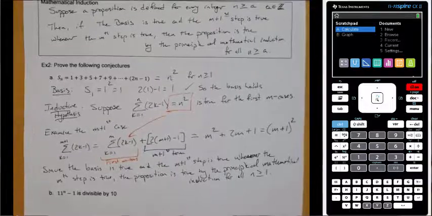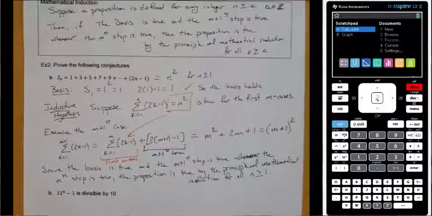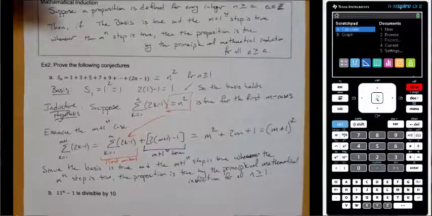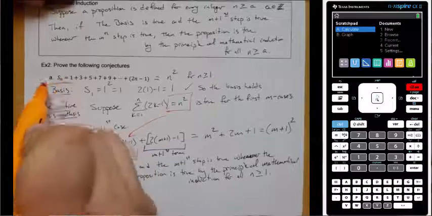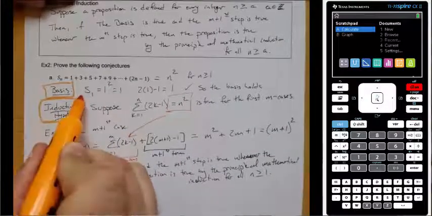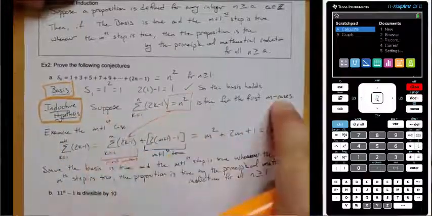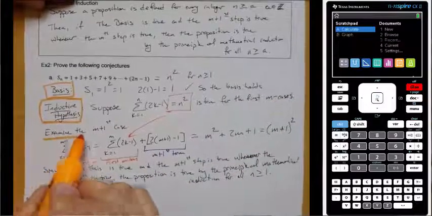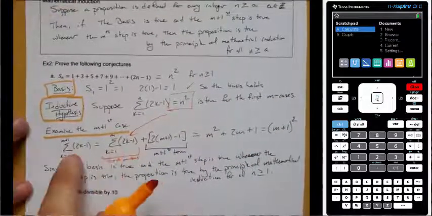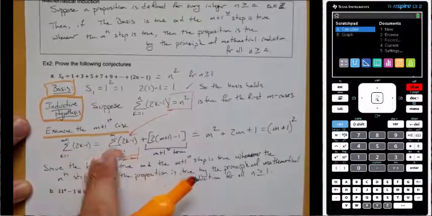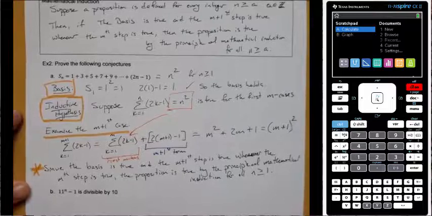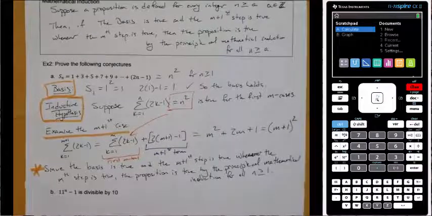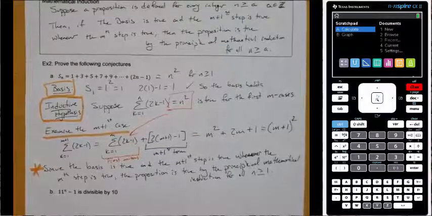So just to recap, every proof by induction, no matter what you're trying to do, is always going to have these components: a basis component, an inductive hypothesis component with this statement. You're going to examine the n plus first case. This is where the algebra specific to the problem will be used, and then it always ends with the same conclusion.